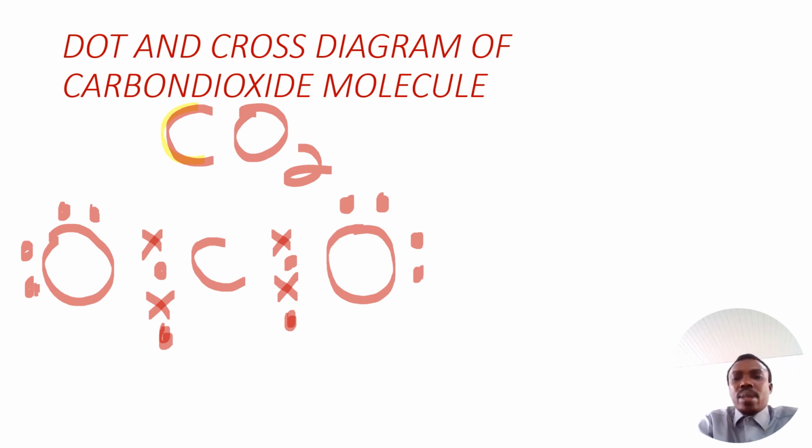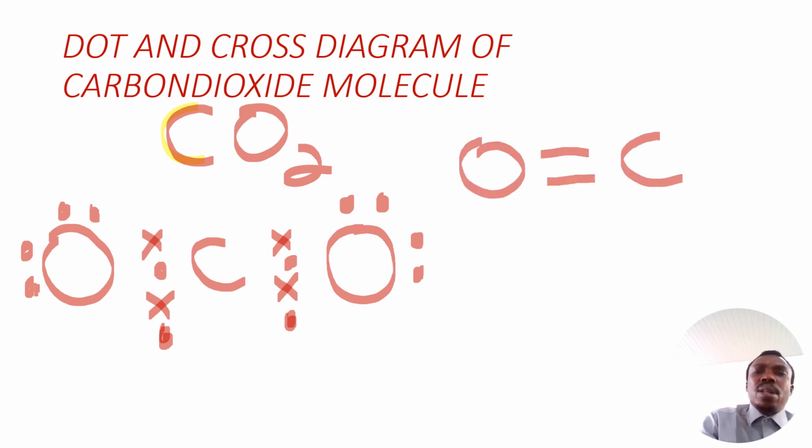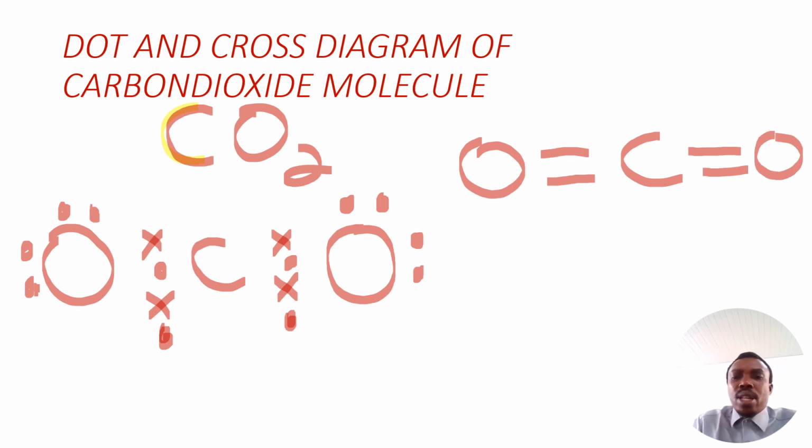So you can see each of the atoms has completed its octet. The oxygen has completed 1, 2, 3, 4, 5, 6, 7, 8. Carbon has completed 8. The other oxygen has completed 8. So each of the atoms has completed its octet state. They have attained the noble gas configuration. So if I were to draw the display formula, we'll have oxygen, double bond, carbon, double bond, oxygen. So this is an indication that each of them contributes 2 electrons for the bond formation. This is an example of what we call a double covalent bond.